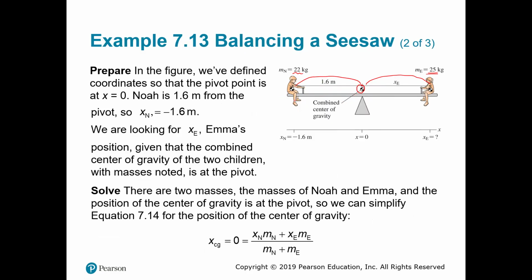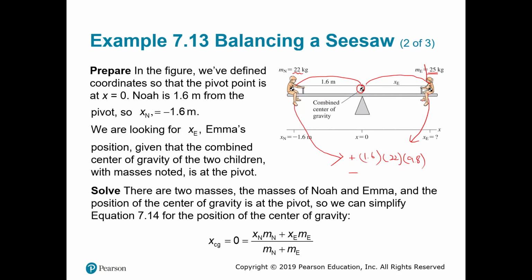But now you can also calculate the torque, right? Because of Noah, the whole seesaw will rotate counterclockwise. So that means Noah will apply a counterclockwise, positive torque, while Emma will rotate the seesaw this way, which is clockwise, so negative torque. So these two torques must be balanced. Again, the torque by Noah is what? r 1.6 times the force, which is his weight, right? 22 times 9.8 or 10, right? So this torque, which is counterclockwise, is a positive torque.